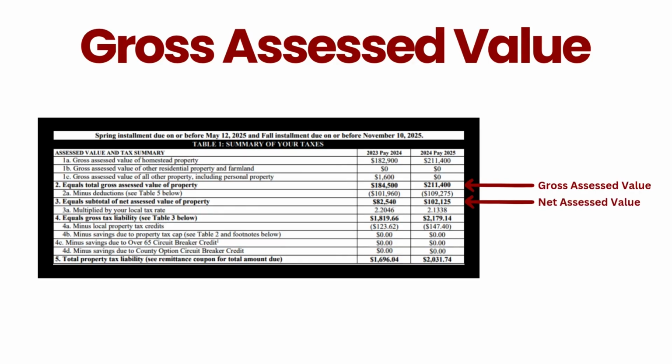Your bill starts with the gross assessed value of your home. Then, deductions like the homestead deduction and supplemental homestead reduce that amount before the tax rate is applied. That lower number is what we call the net assessed value, or NAV. This is the amount to which the tax rate is applied.